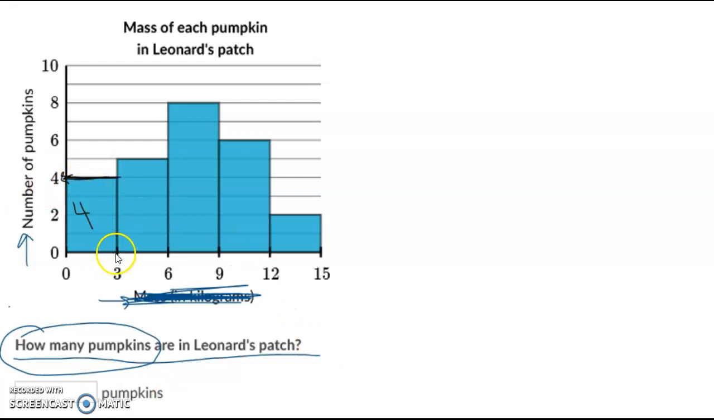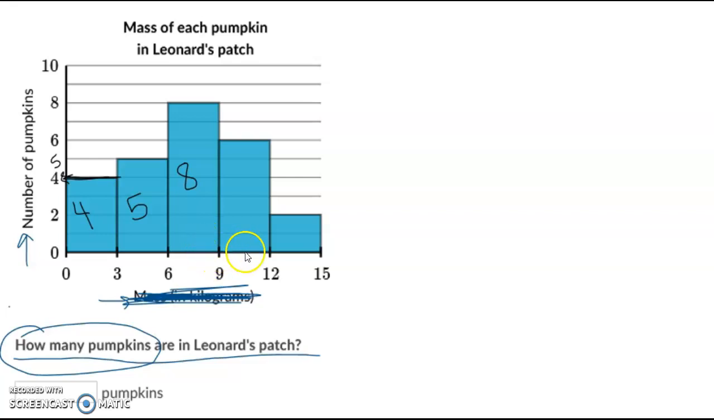Now, between 3 and 6, I'm going to count all the way up. And this number, although it's not there, we know it's a number that falls directly between 4 and 6. So 5 pumpkins are here. They fall under this category. Now let's look at numbers between 6 and 9. So we're going to follow this all the way up, and it looks like 8 pumpkins fall in that category.